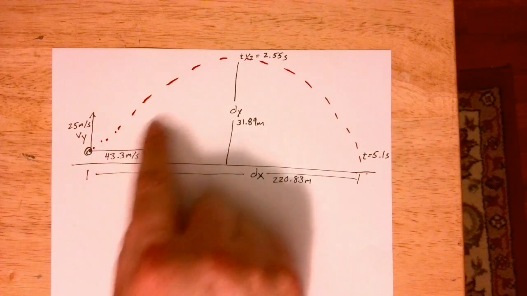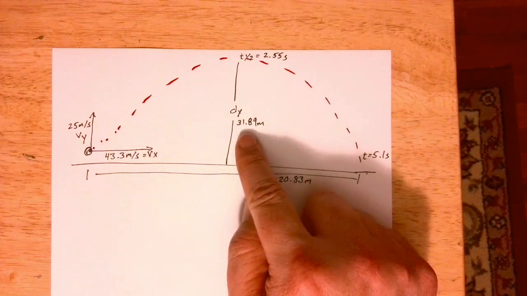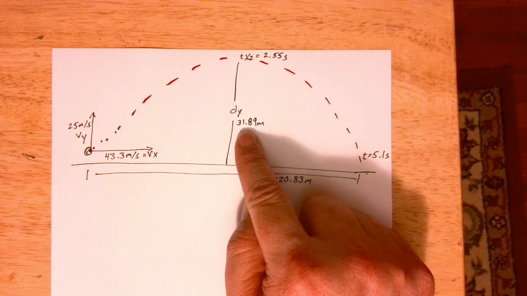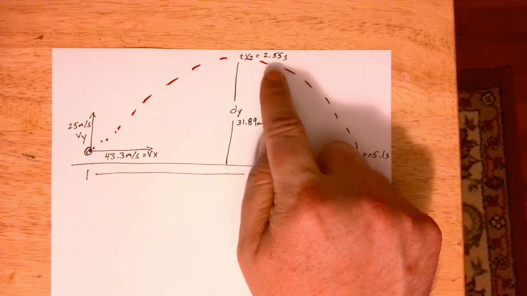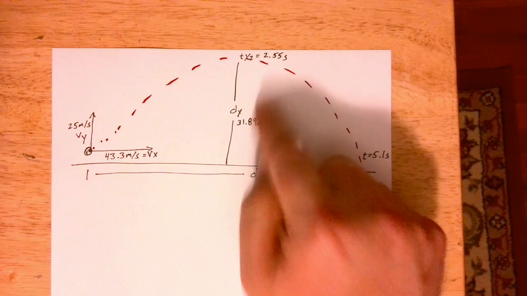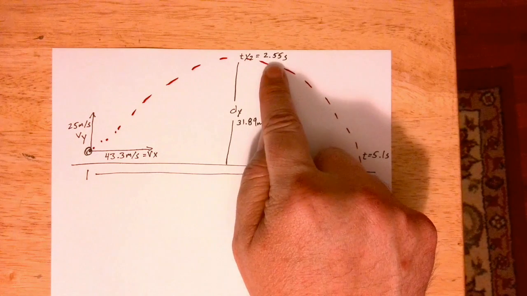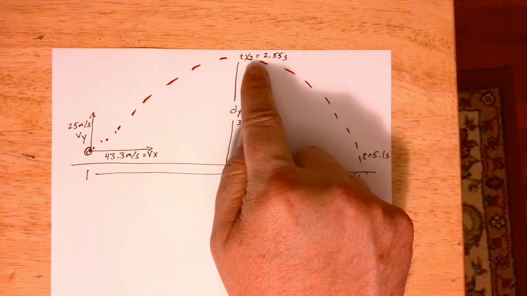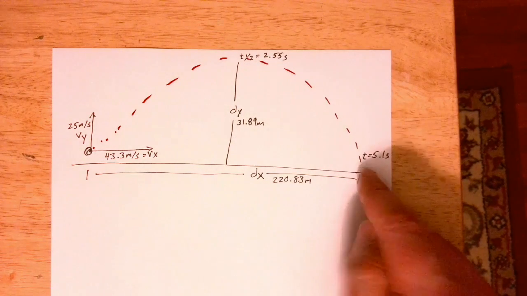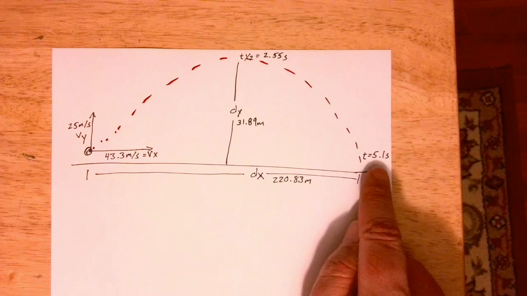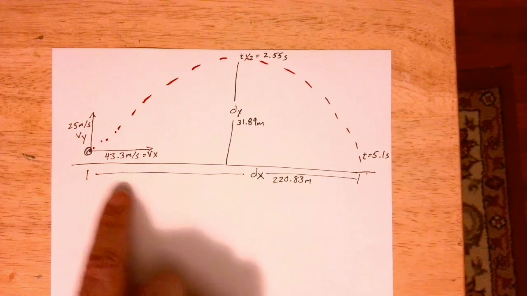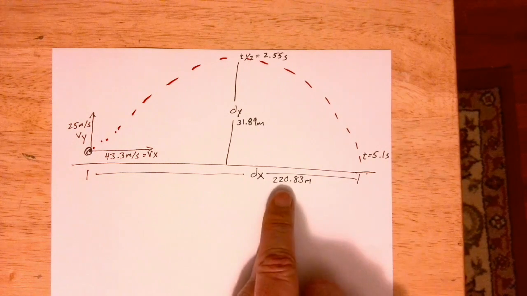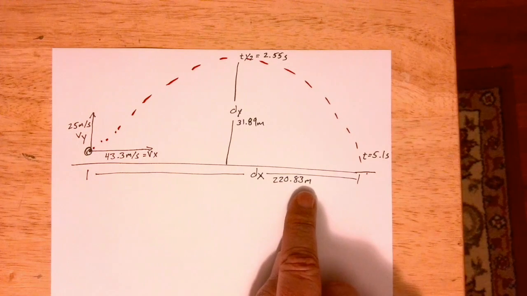At halfway through its flight, when it reaches the highest point, it would have traveled vertically at 31.89 meters, and it would have reached that highest elevation at 2.55 seconds. Now it's taken another 2.55 seconds for it to fall back down, which means it would have landed at 5.1 seconds, and the total distance it would have traveled was 220.83 meters.